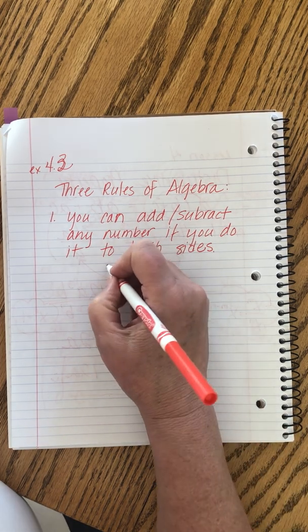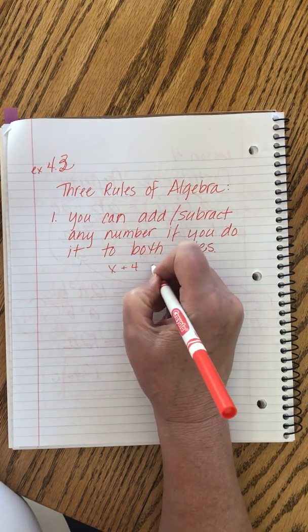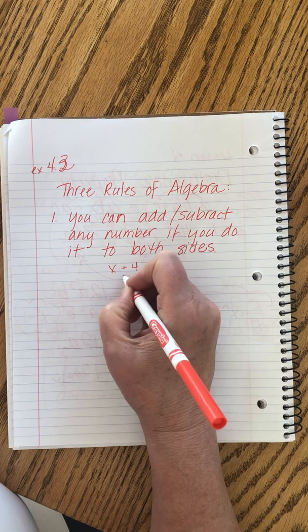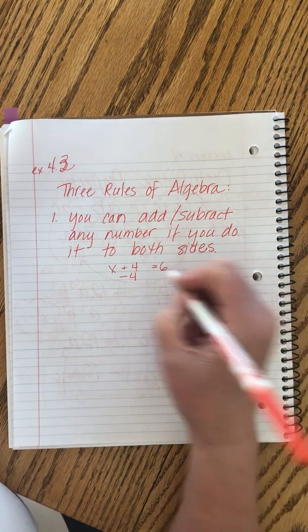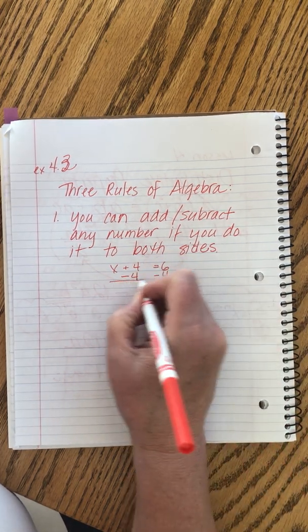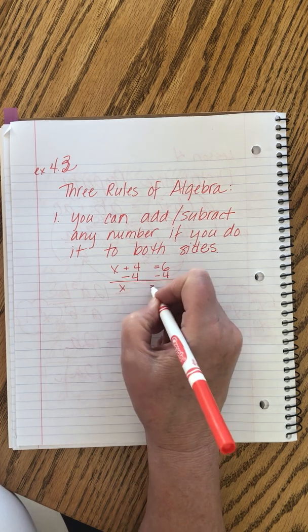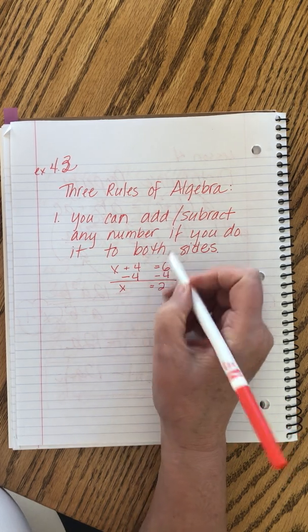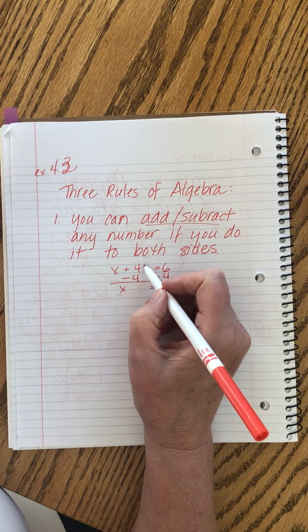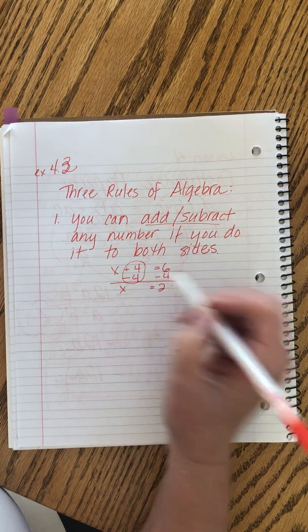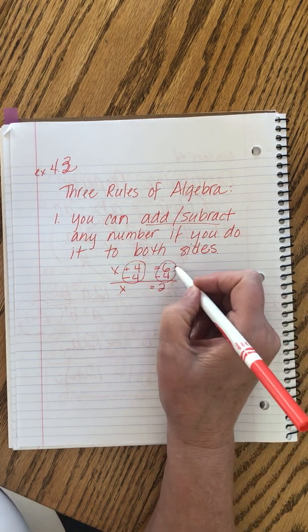Okay? And we know we do that all the time, right? Because we want to subtract a 4 to get the x by itself. Well, we just do it to both sides, right? And then we get x equals 2. That's what we're talking about. Adding or subtracting. Here we chose to subtract any number. As long as you do it to both sides, you're good.